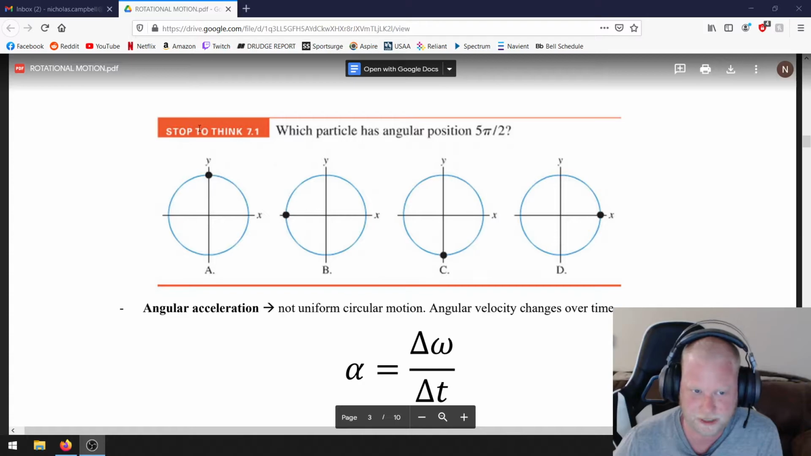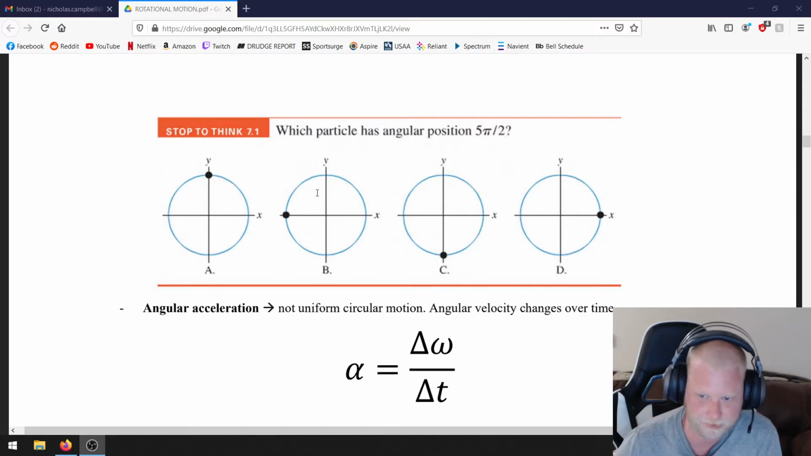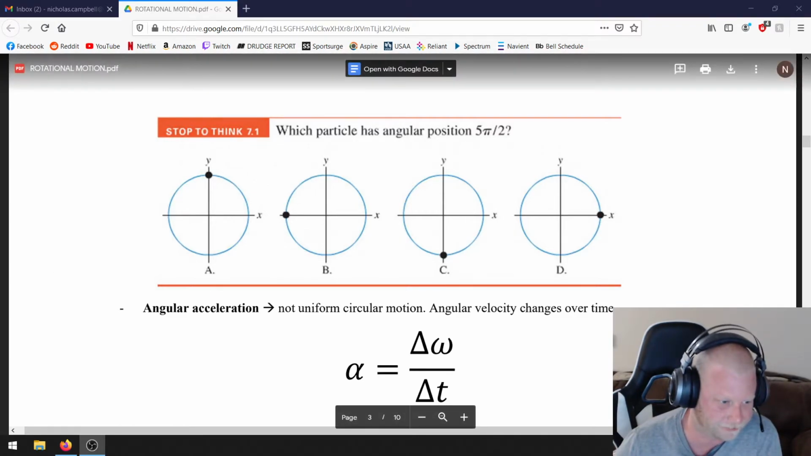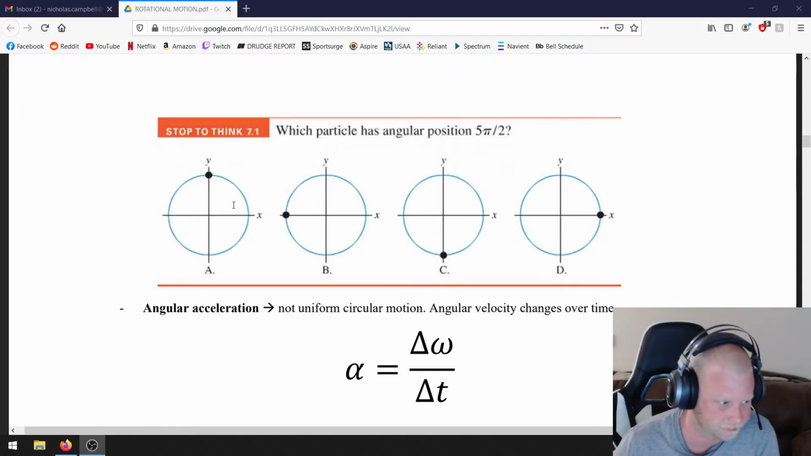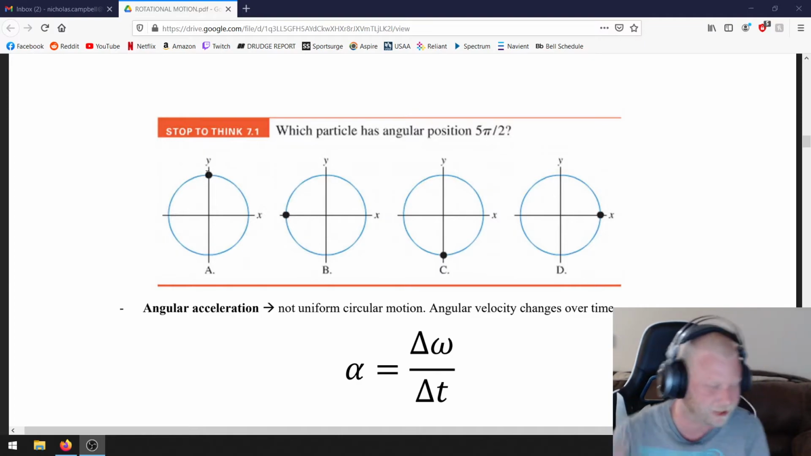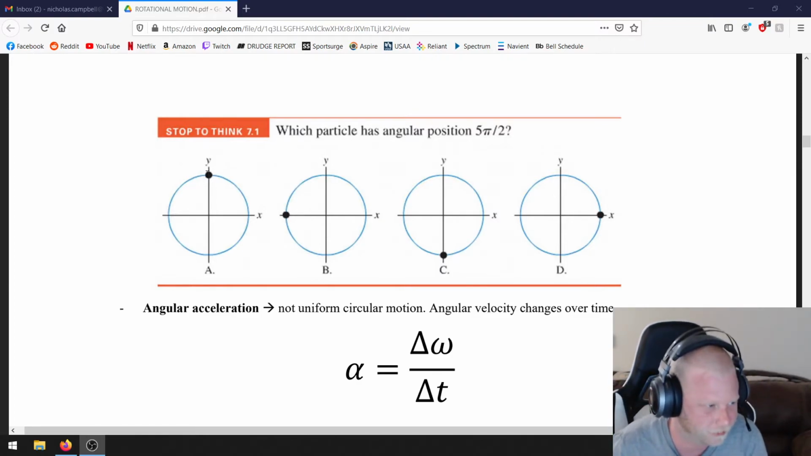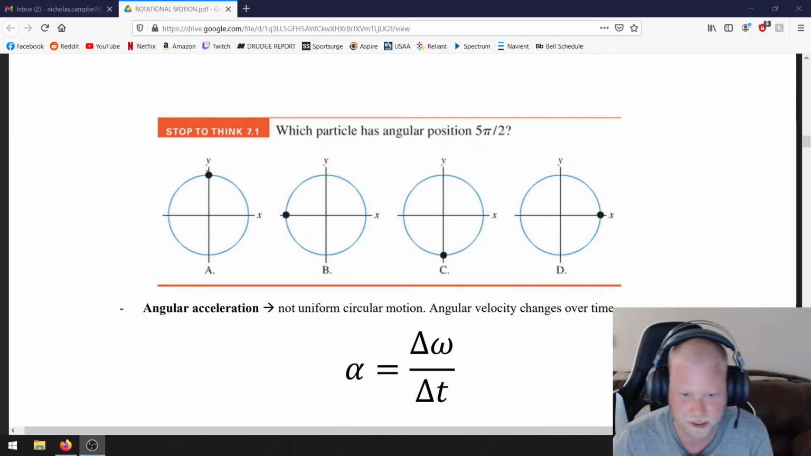So take a minute, look at Stop to Think 7.1, which particle has the angular position of 5 pi over 2. Pause the video, see if you can't reason that out. Alright, easiest way to determine this is if we know that 90 degrees is pi over 2, well, just look at this. 1 pi over 2, 2, 3, 4, 5. Your answer has got to be A. Alright, so again, just know the basics of the unit circle. 90 degrees, 180, and so on. Because if you know those, it's going to make your life a lot easier, right? So pi over 2, pi, 3 pi over 2, 2 pi.